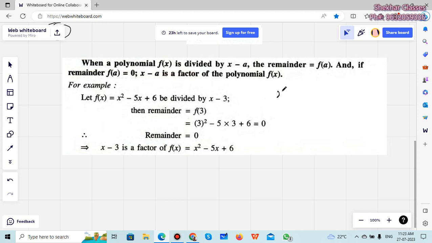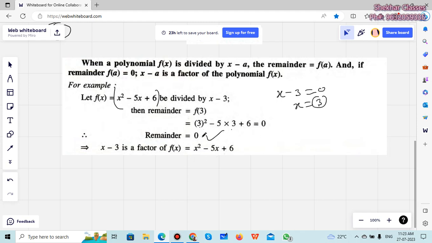Remember how? First, x minus 3, you put it equal to 0, then solve it, x is equal to 3. Put the value of x in this particular polynomial as 3. So wherever there is x, you'll put 3. So 3 squared minus 5 into 3 plus 6. You solve it. What do we get? 9 plus minus 15 plus 6, you will get 0. So what is the remainder? The remainder you got is 0 by the remainder theorem.